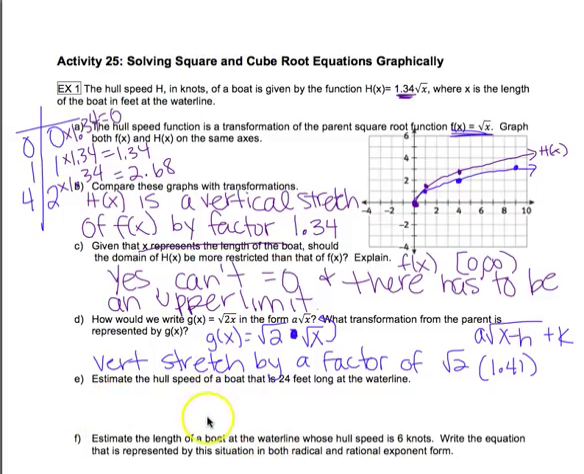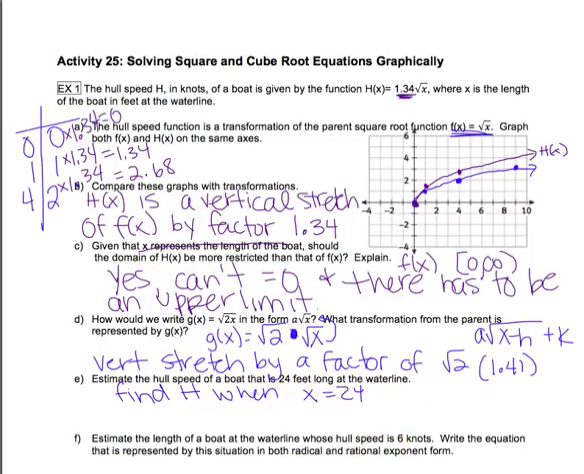So part E, we're getting into actually solving graphically. Part E asks us to estimate the hull speed of a boat that is 24 feet long at the waterline. So again, hull speed is the h, so it wants to know h. So I'm just going to write this out. Find h when x, because x is the distance, is 24. Now, our graph certainly doesn't go up that far. You could graph it by hand and just continue it if you wanted, but of course, it's much, much easier to just use our graphing calculator.